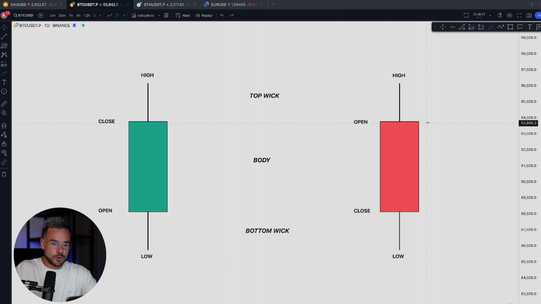And now, when price closes lower than it opens in the time period, so let's say a 1 hour example, when price closes lower than where it opened, it will be painted red on most price charts. And like I said, we'll get more into the colors a little bit later.